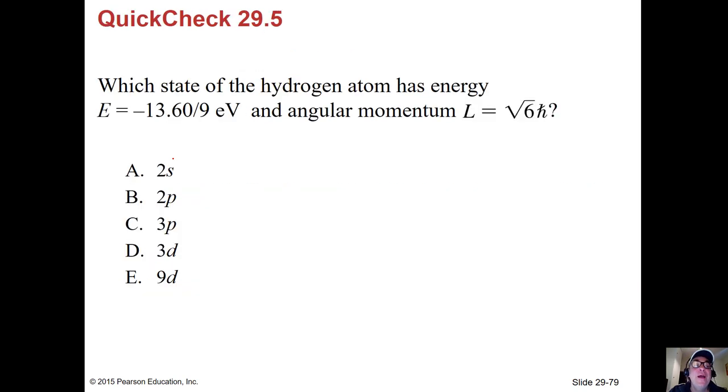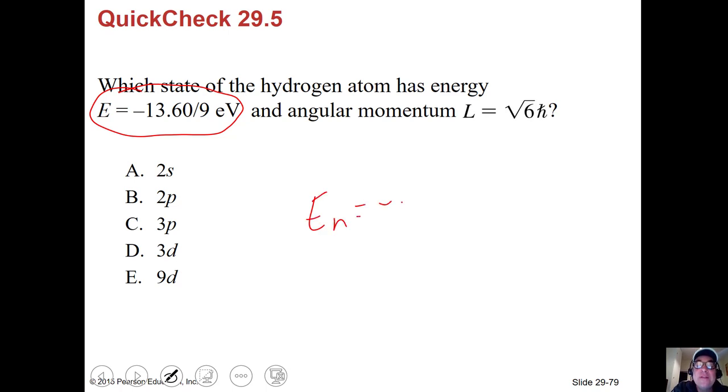Now let's take a look at this example. Which state of hydrogen has this energy? They're telling us the energy is minus 13.6 divided by 9. Well, we know the formula for this. It's minus 13.6 divided by n squared. So here the n must be equal to 3. Good. So when n is equal to 3, these are our two choices.